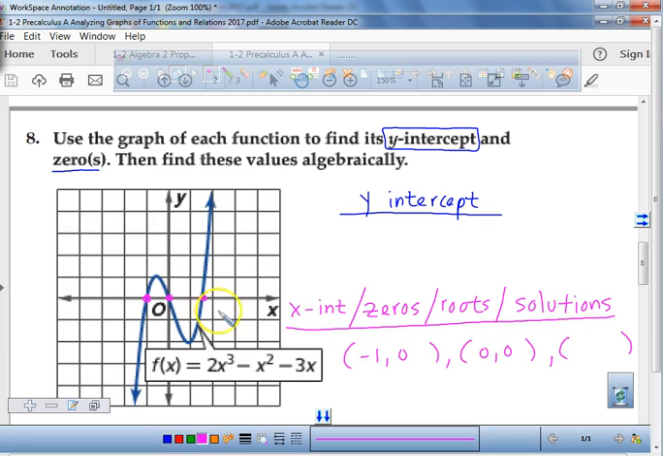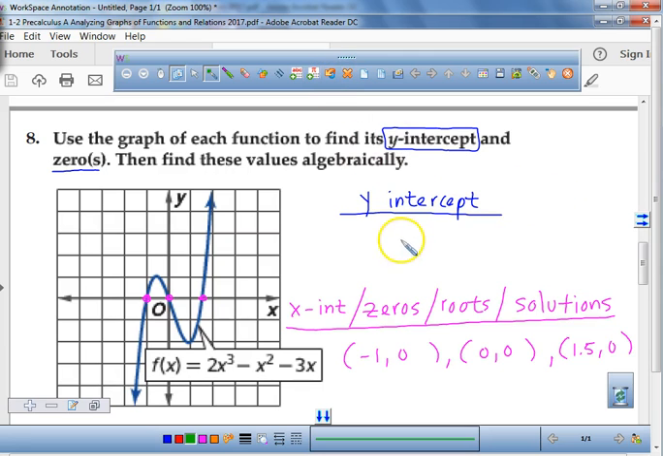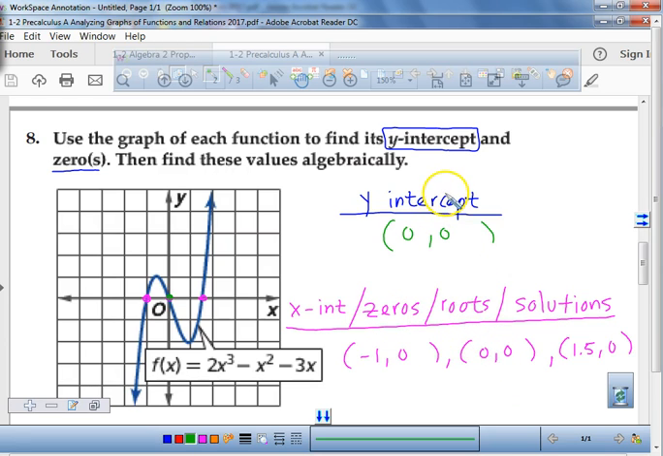And if you had to put money on it, what do you think would go there? What point? I like it, 1.5, 0. Now, the y-intercept is where it touches the y-axis. So where do you see the y-intercept in this case? It's also 0, 0. So interestingly, this graph has a zero at 0, 0, and its y-intercept is at 0, 0, all at the same time. Sometimes they share that in common.